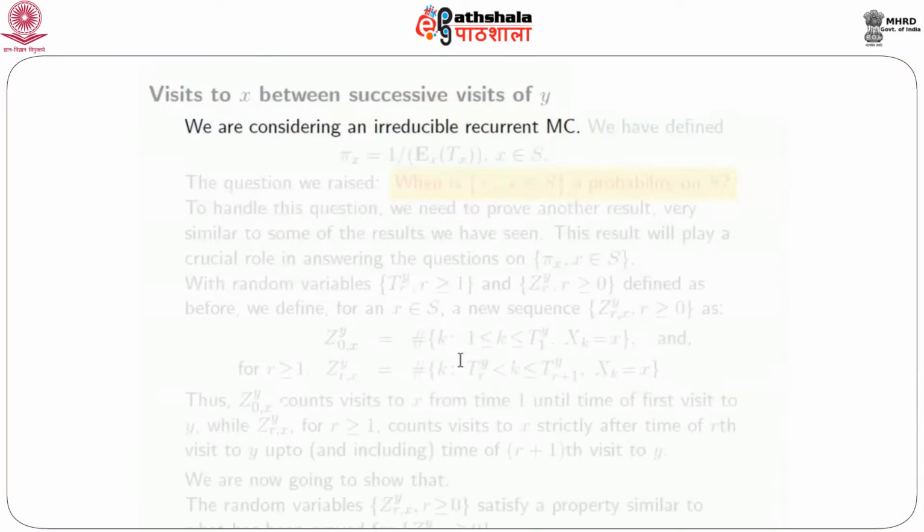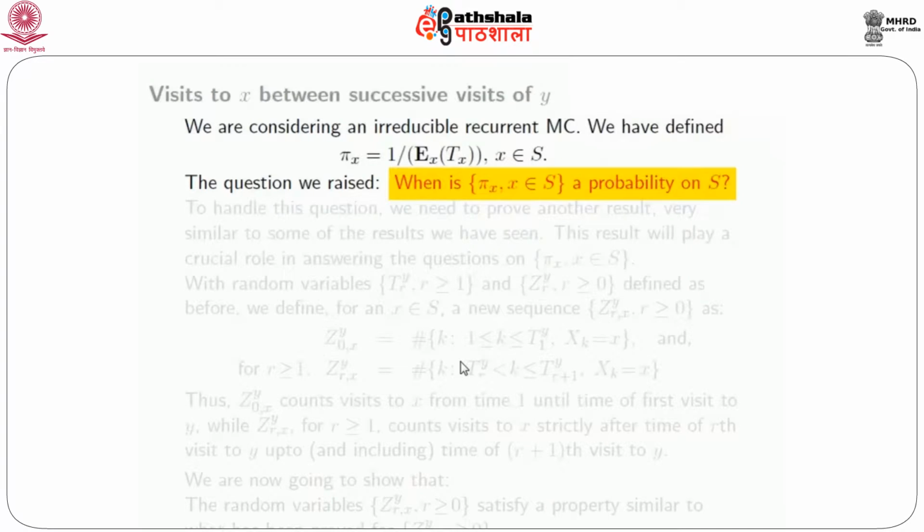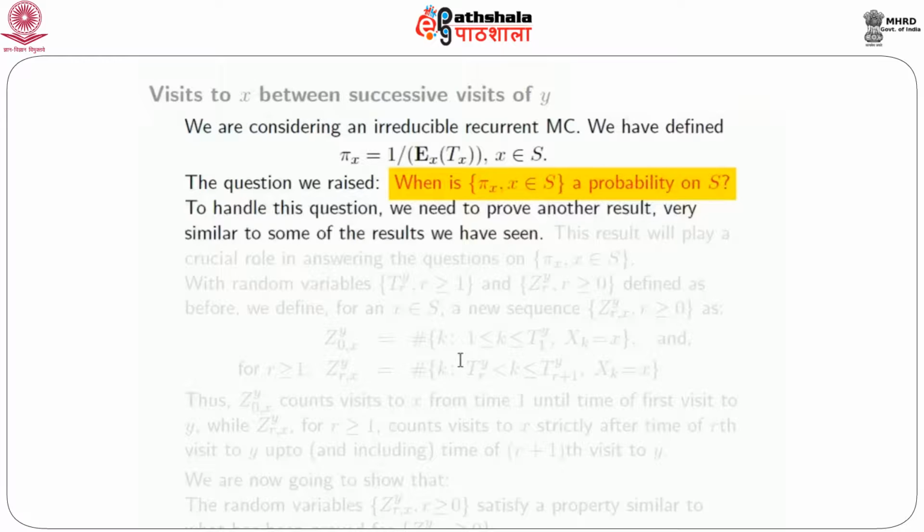So remember that we are considering an irreducible recurrent Markov chain. We have defined these quantities pi x, 1 over the expected time to return to x starting from x. And the question that we raised in the earlier lectures is: these numbers pi x, we know they are between 0 and 1, so when do these numbers form a probability on S? We saw that if the state space S is finite, then it is always a probability, but in general what happens? To handle this question, we need to prove another result which is very similar to some of the results that we have seen.